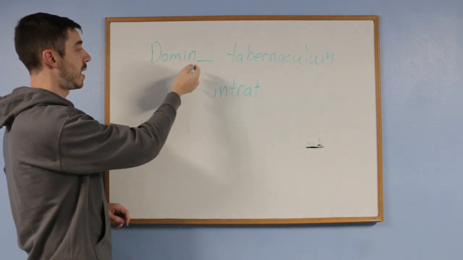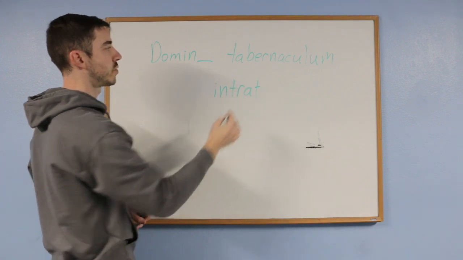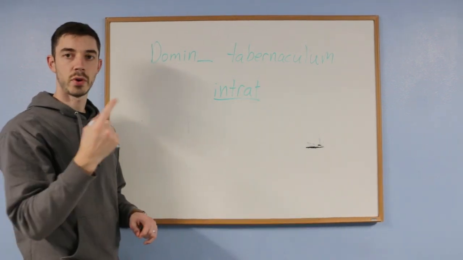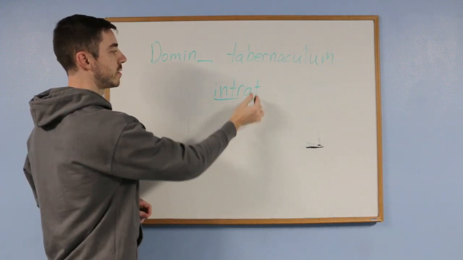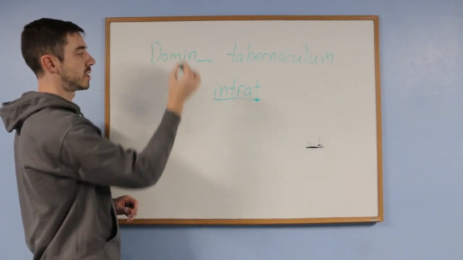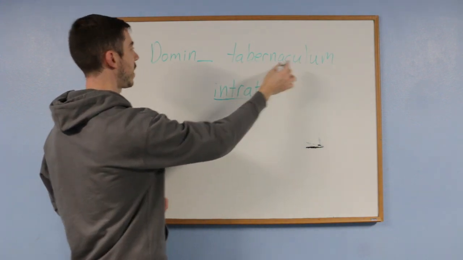Dominus is the nominative singular. Dominus tabernaculum intrat. Okay, so here's the verb again. Now remember, O-S-T, this is T, so this has to be third person singular. So we know this has to be singular as well. So he enters the tabernacle.